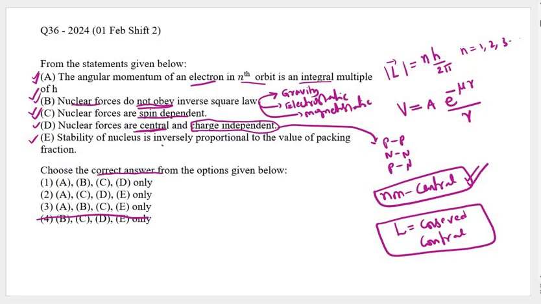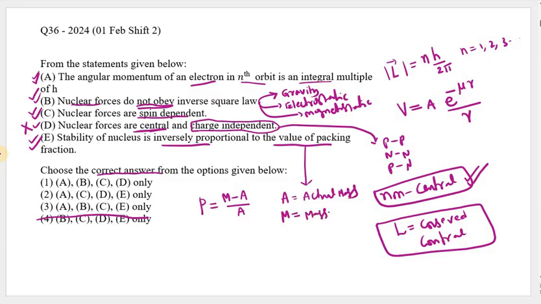Stability of the nucleus is inversely proportional to the value of packing fraction. Yes, this is also correct. So here D is the wrong option. The stability of the nucleus is decided by the packing fraction or binding energy. How do we define the packing fraction? The packing fraction is defined as M minus A divided by A. Here A is the actual mass number, and M is the mass.